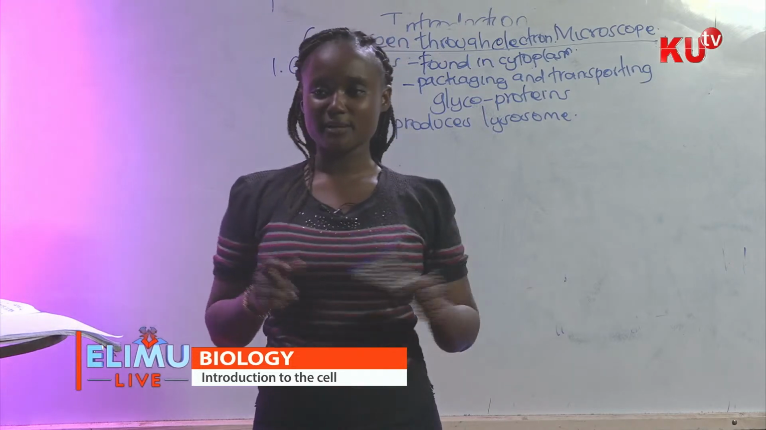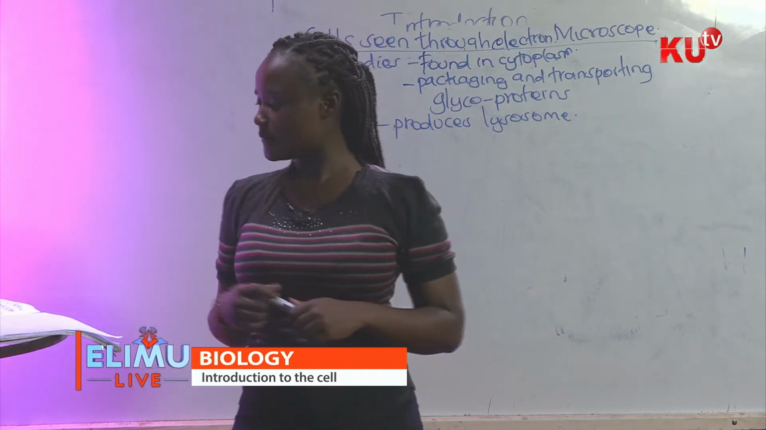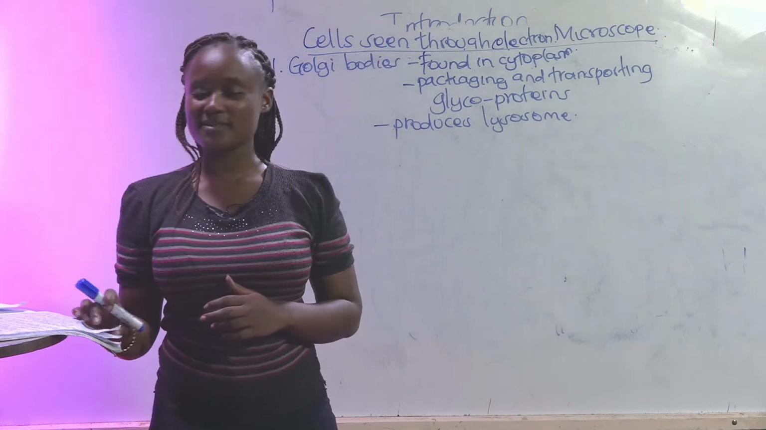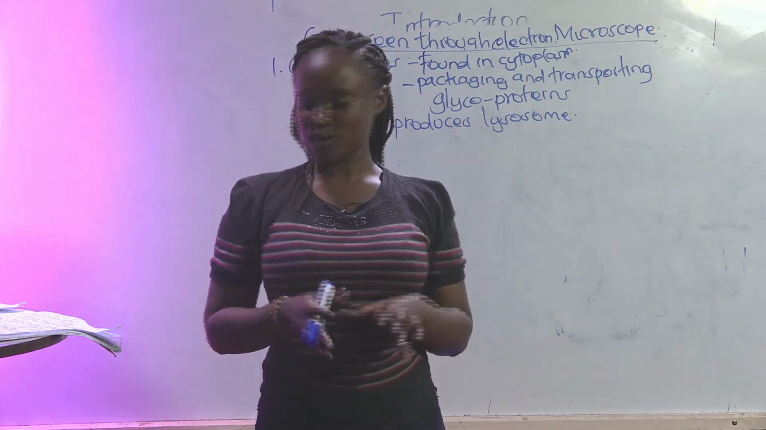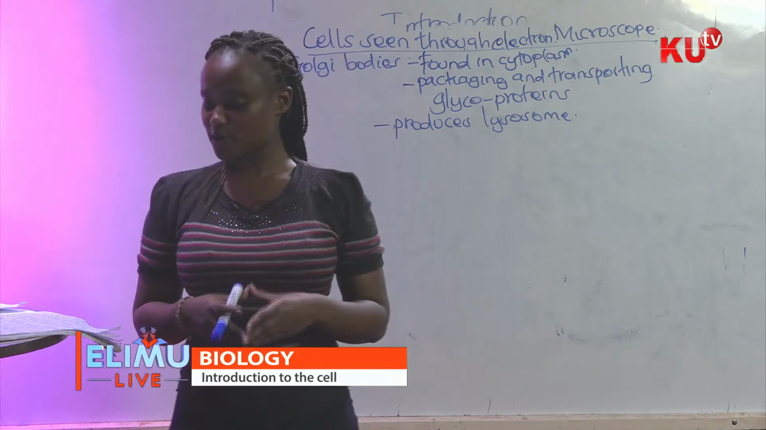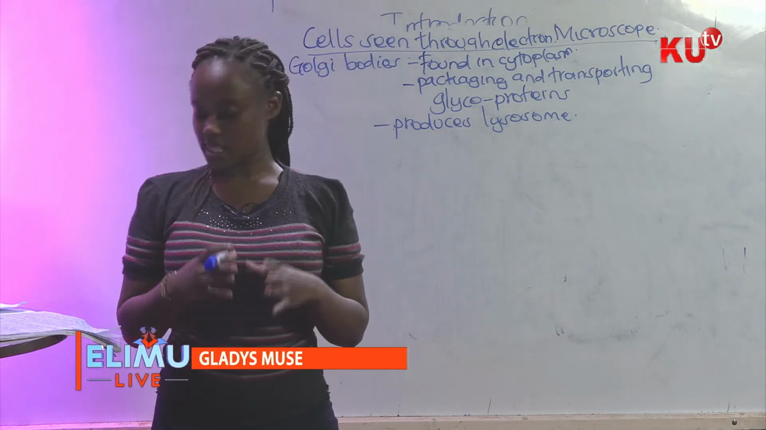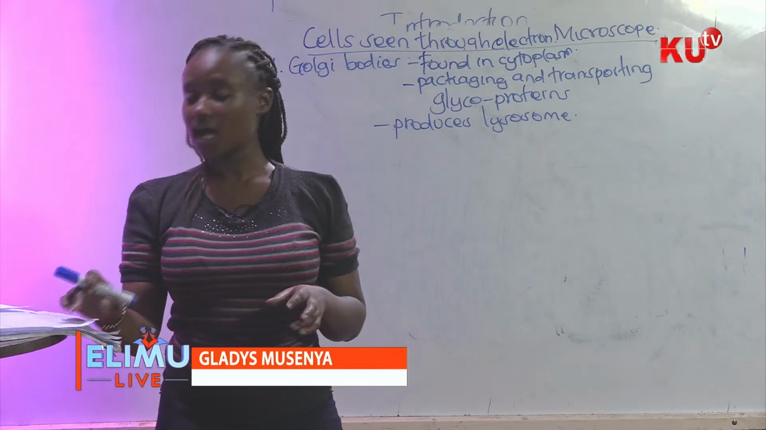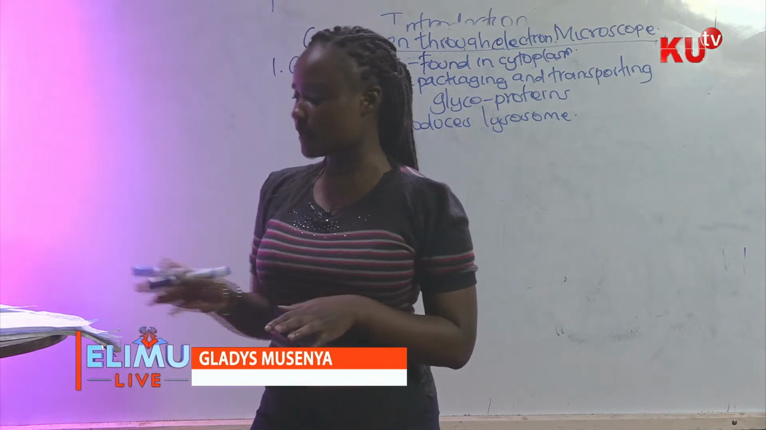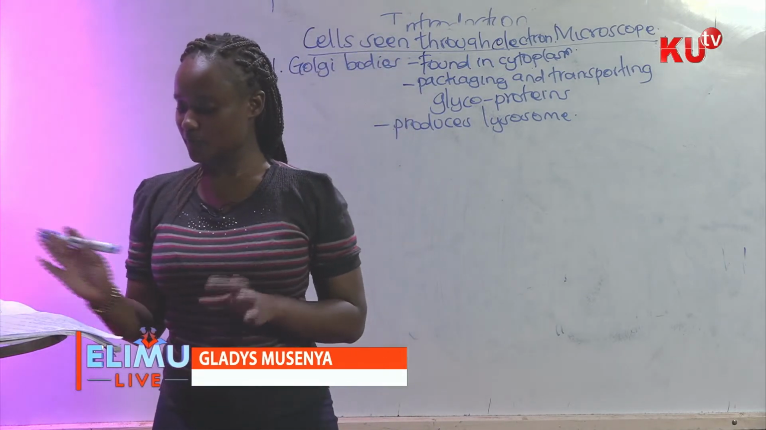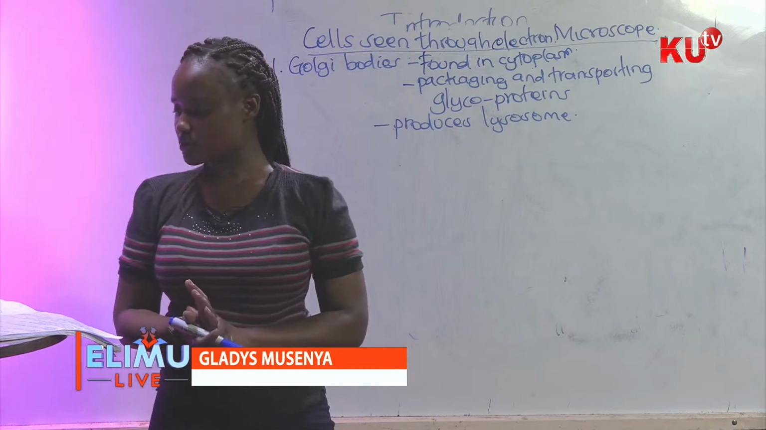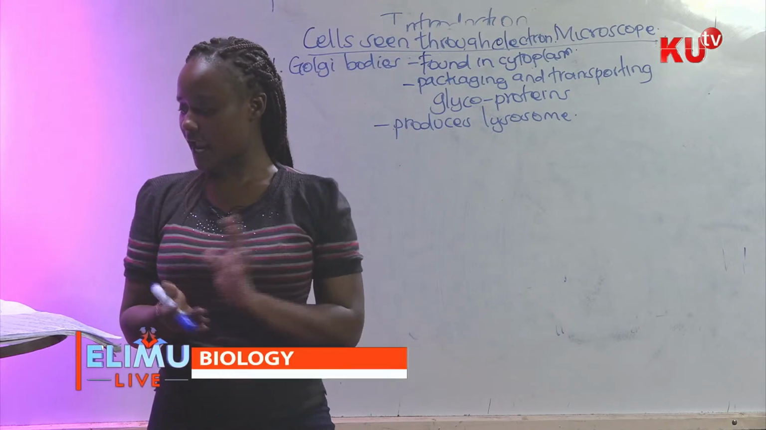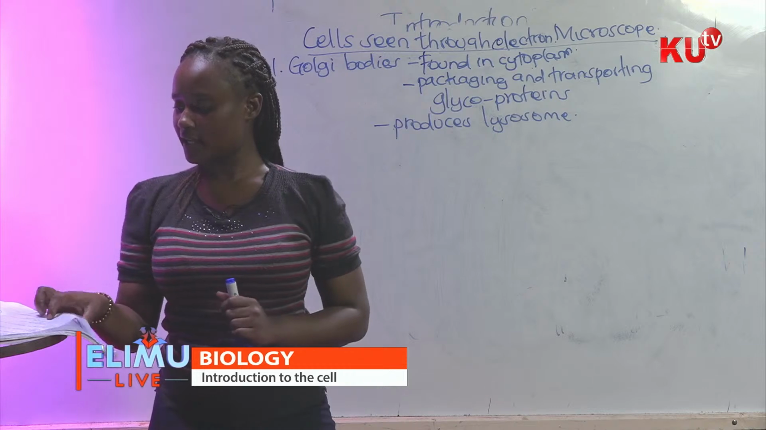This has been Elimu Live with Mwalimu Gladys Musenya. I hope and trust that you have written down something and you have understood the introduction of the cell, the microscope, the parts of the microscope, the terminologies, the drawing of the microscope, the differences between the light microscope and the electron microscope, the cells seen through the light microscope, the animal cell and the plant cell, and the difference between the animal cell and the plant cell.